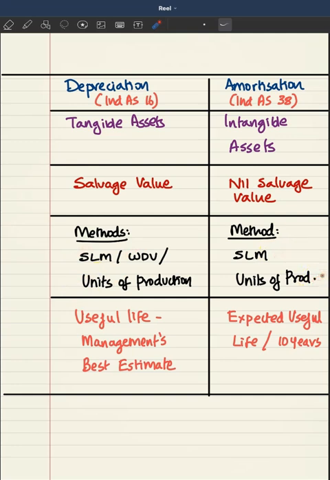And useful life for depreciable assets are based on management's best estimate, whereas for amortization, it is actually based on expected useful life of that intangible asset, and if useful life cannot be established, then generally it will be considered like 10 years. So that's about difference between depreciation and amortization.